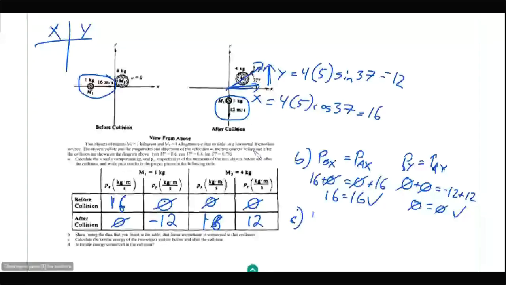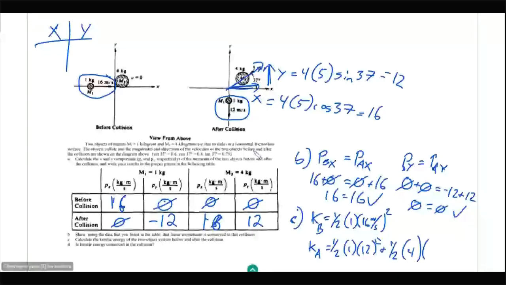Okay, part C, kinetic energy before and after. Beforehand is just m1, so that's 1/2 times 1, and it's moving at 16 meters per second. So that's my before. Kinetic energy after. Now I've got 2 objects, so I've got to add them both up. So that's 1/2 of 1 times 12 squared plus 1/2 of 4 times 5 squared. I don't care about x and y. We're talking about energy, so I can just use the 5 as the velocity after the fact on there, and we'll get our numbers.